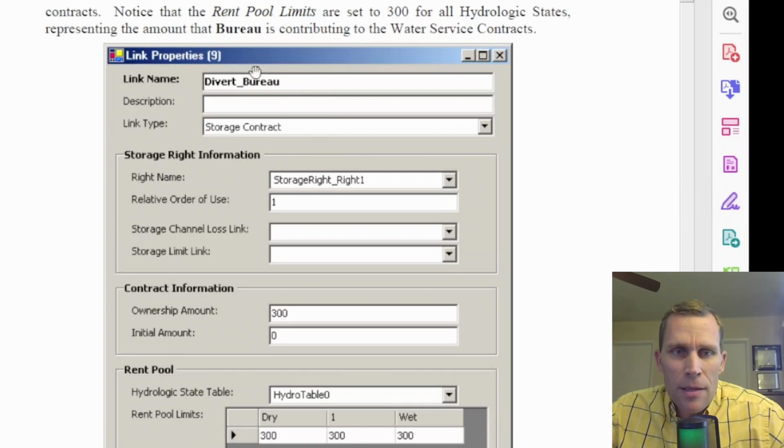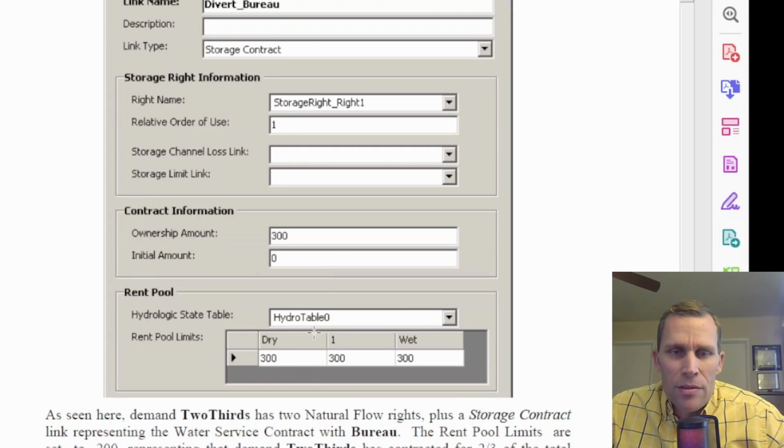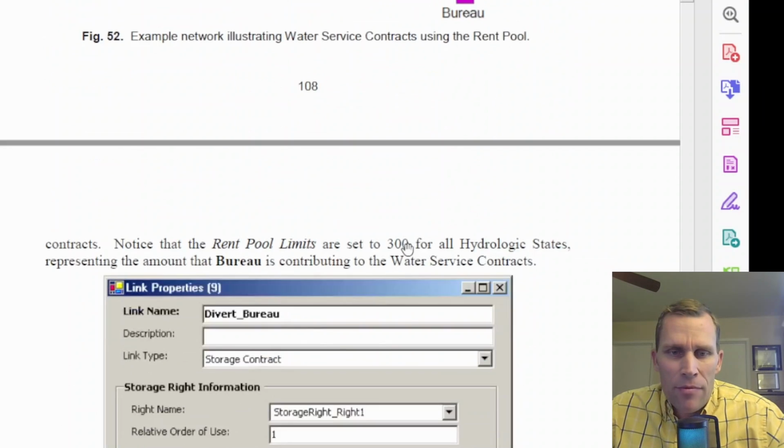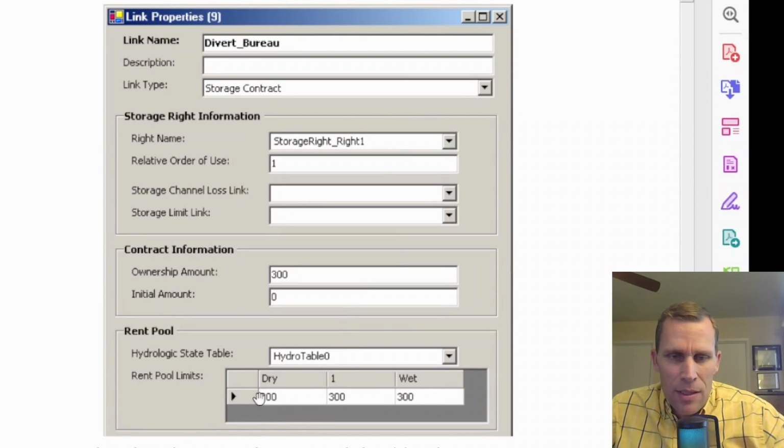If you were going to create a separate link here for storage contract for the purchasers or the subscribers, what that would look like is pretty much the same thing. It'd be the same right name. However, down here, what you do is type in the negative amount of 300 that you are going to purchase. So in the case of two-thirds and one-third, that would be 200 and 100 of the total 300. And remember, that would have to be a negative number. So you would type in negative 200, negative 200, negative 200, or negative 100, negative 100, negative 100.